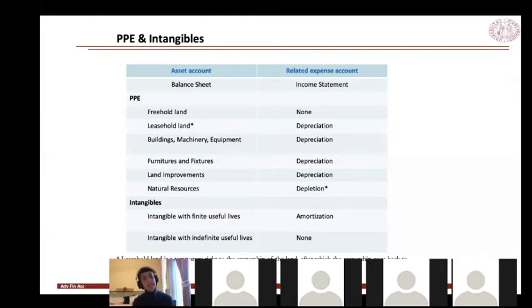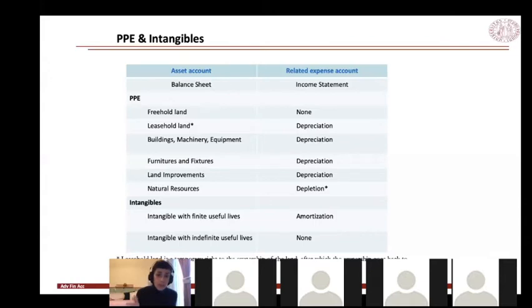On the other hand, leasehold land is the type of land that you have a contract with, let's say, the municipality or the state, which grants you the right to use the land for a specific limited number of years, which could also be 100 years, but still it has an expiration date.